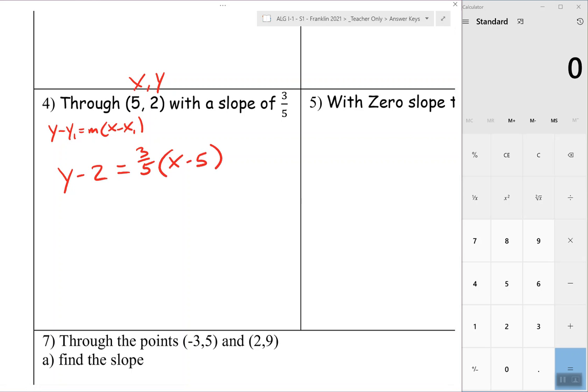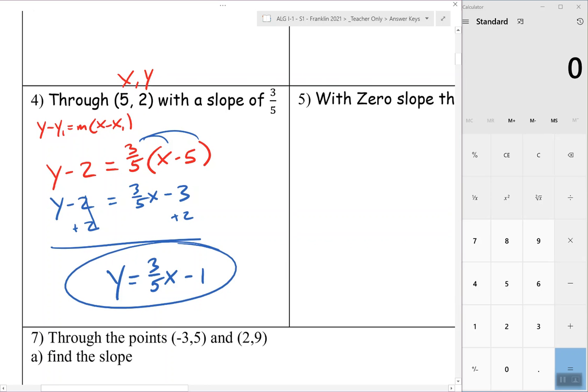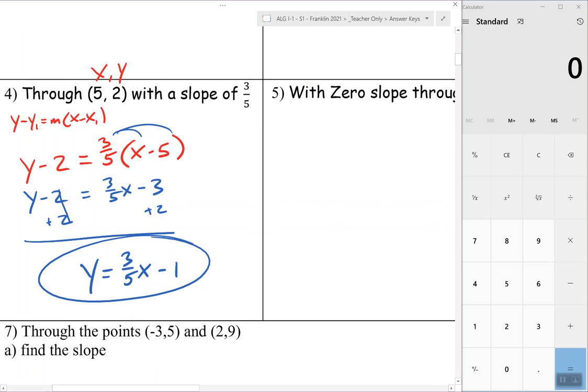Okay, now we just solve for y. And we do that by distributing here first. So y minus 2 equals 3/5 x minus 3. 5 times 3 is 15, divided by 5 is 3. And then we just add 2 to both sides. So y equals 3/5 x minus 1. And there is your equation in slope-intercept form there. So even though we had to use point-slope here, we use that to get slope-intercept form for our final answer.